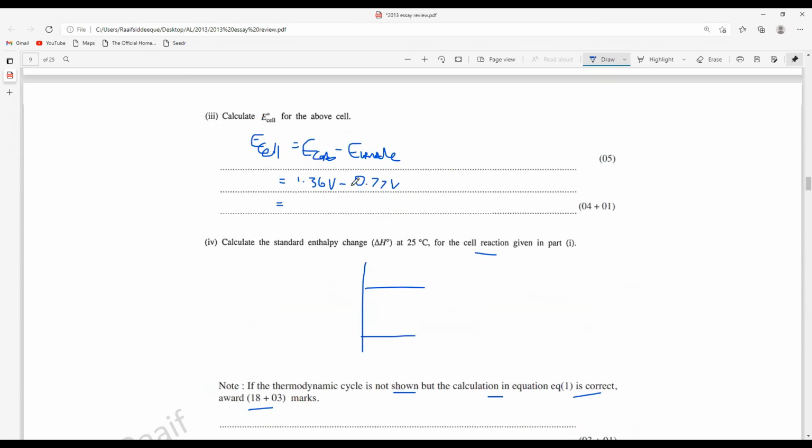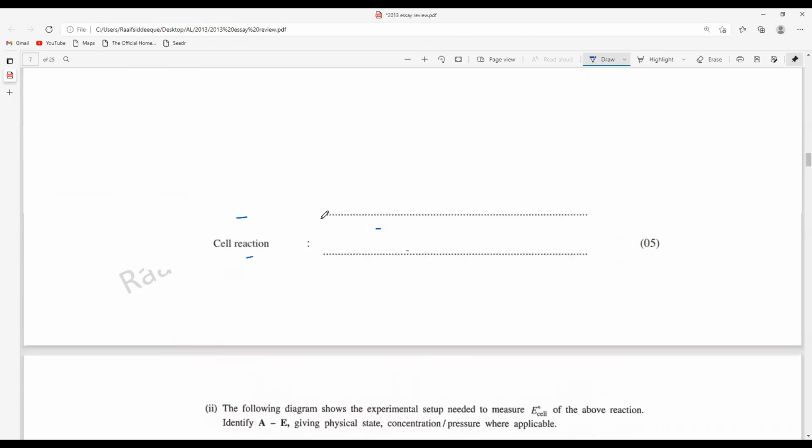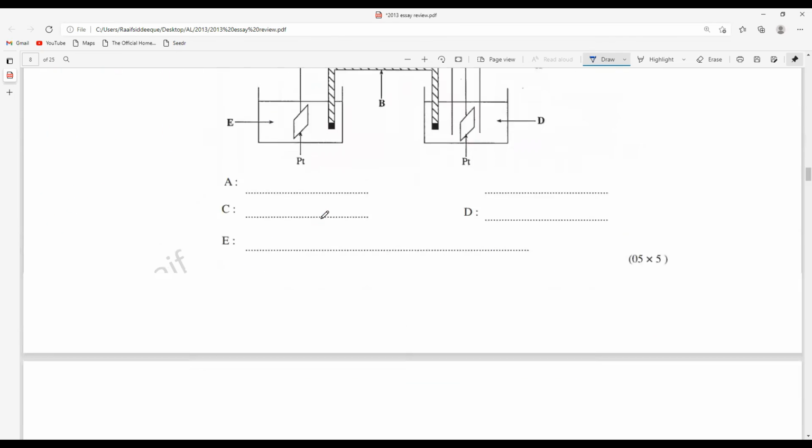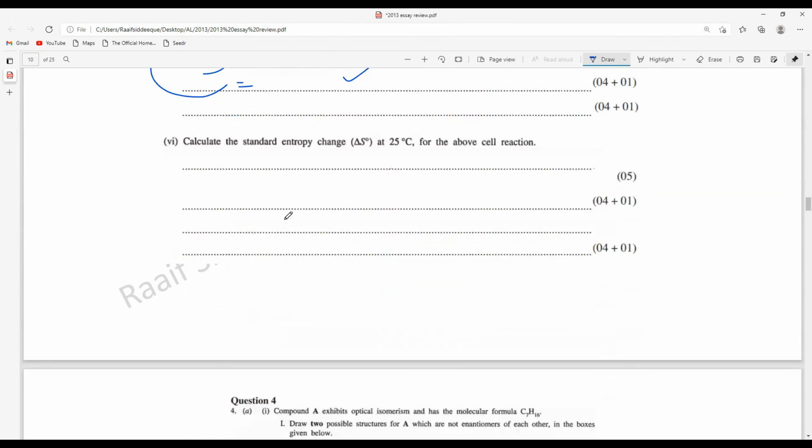And you find enthalpy from this part 3 of question number 3, I think it was part A. And from part 5, you know delta G, and you can plug this here to find delta S.